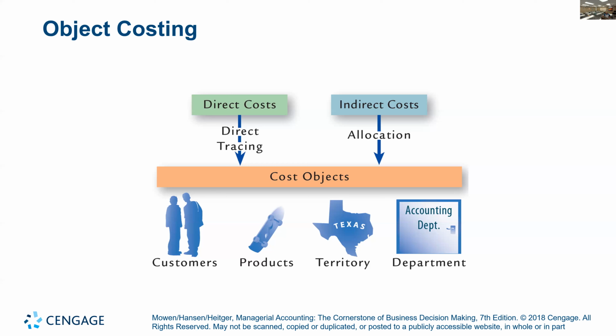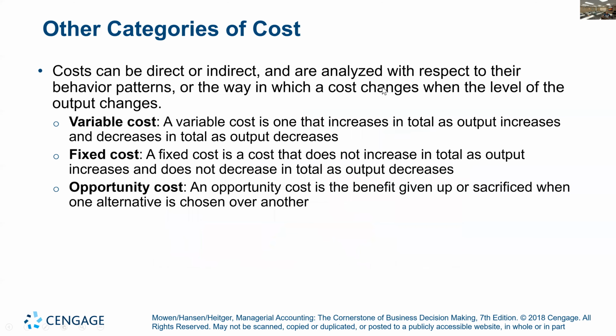Hopefully that kind of helps you understand, because that is always the first thing we're going to identify. Is it a direct cost or an indirect cost? Okay. Just a few other categories of costs. We're really going to get into variable and fixed cost in chapter 3. We just need to know what these are in chapter 2, maybe for some homework questions.